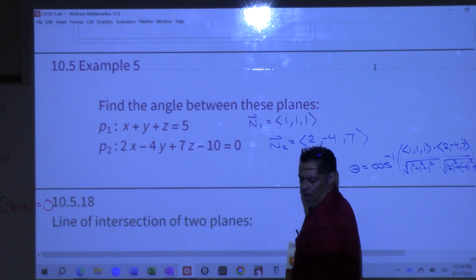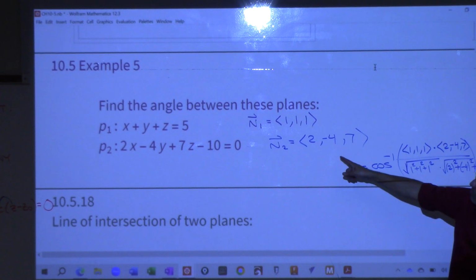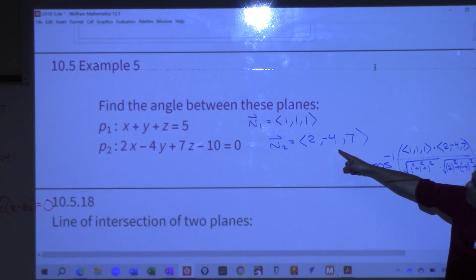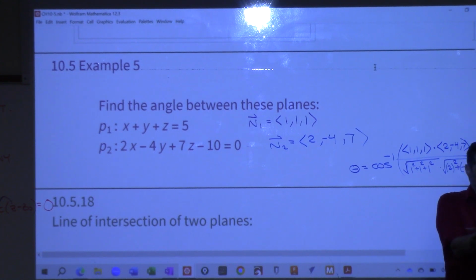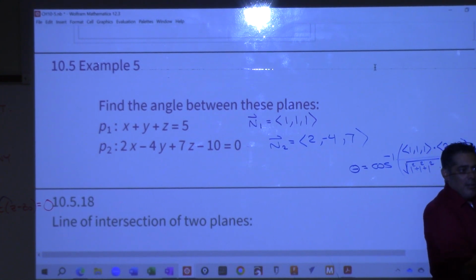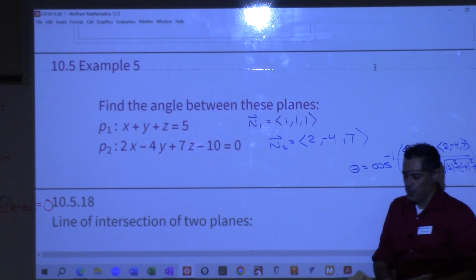Are these planes orthogonal to one another? Check. Dot the normals. It's not 0. Okay, so these are not orthogonal. They're at an angle. They hit each other in a line. I want the equation of that line. That seems challenging, yes? That seems very challenging. Does that not seem challenging?